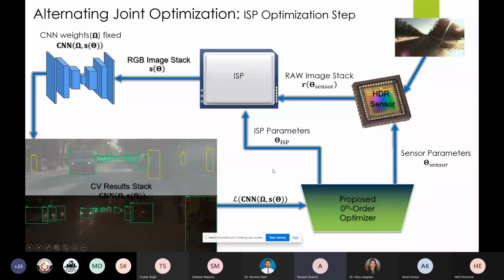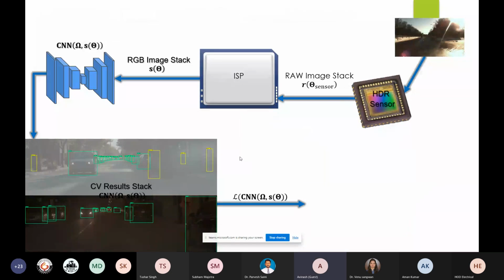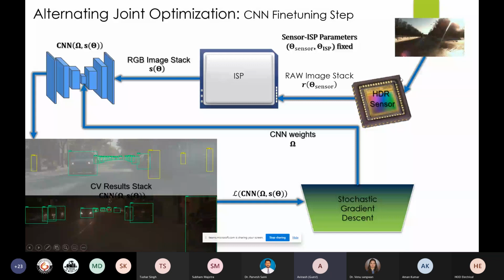Then we follow that up with fixing the ISP and sensor, and use some steps of stochastic gradient descent to do a fine tuning of the CNN model. And we repeat this process multiple times.